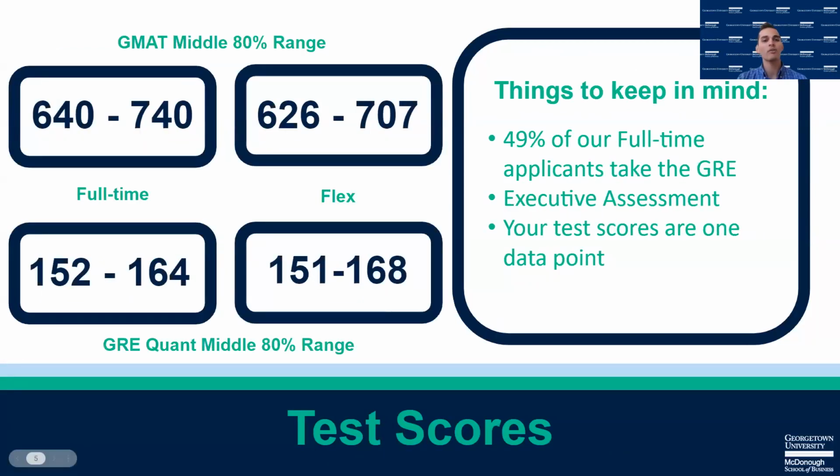Okay, test scores. We accept the GMAT, GRE, or Executive Assessment. We do not have a preference over which test someone takes. Again, the stats that you see here on the left are from our most recent incoming class, comparable year over year. And just like we don't have a GPA minimum, we don't have a test score minimum, but these ranges give you a general idea of what we've admitted in the past. To give you a general sense of averages, average GMAT year over year is somewhere around 690, 700. Average GRE is roughly around 320 total.